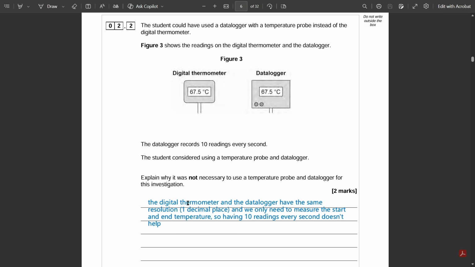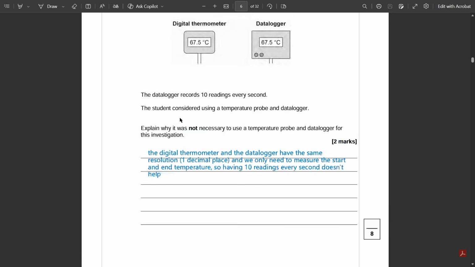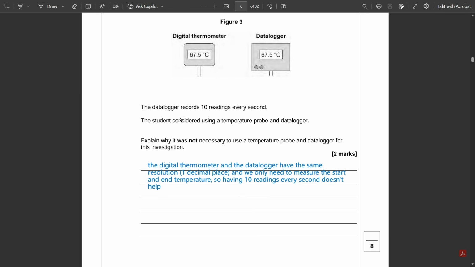Well, the digital thermometer and the data logger have the same resolution, 1 decimal place, so you don't get more precise readings using one or the other. And we only need to measure the start and end temperature, so we only need 2 readings 5 minutes apart. So having 10 readings every second doesn't help. And if you ever do computer science, it's sort of like having something run in the background. It's just unnecessary to have all these additional readings for this particular experiment. There are experiments where a data logger and probe will be better.